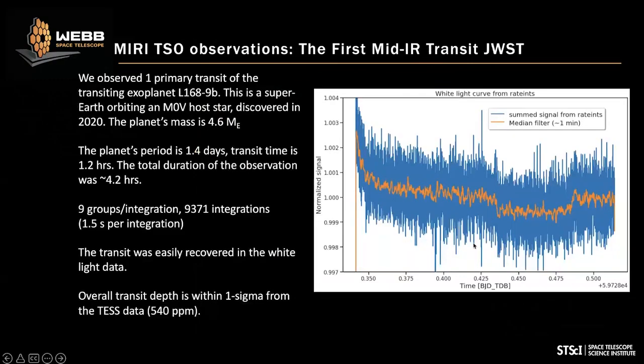And so I'll just jump right into our observations. We observed a super Earth planet, about 1.4 Earth radii, with a period of 1.4 days and a transit time of 1.2 hours. And here on the right, I show you, it's an amazing data set, just to show you the data quality. This is already the standard rate-ints data product, which is also in the archive, and you immediately see the transit already in that data set at the 500 ppm level.